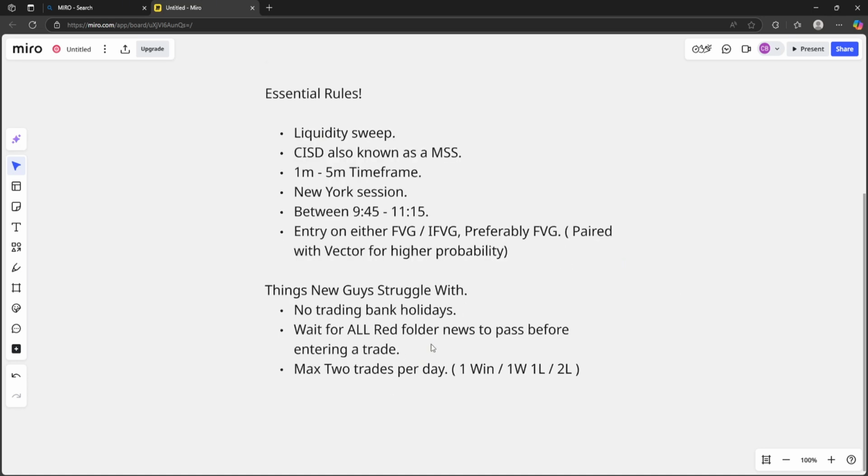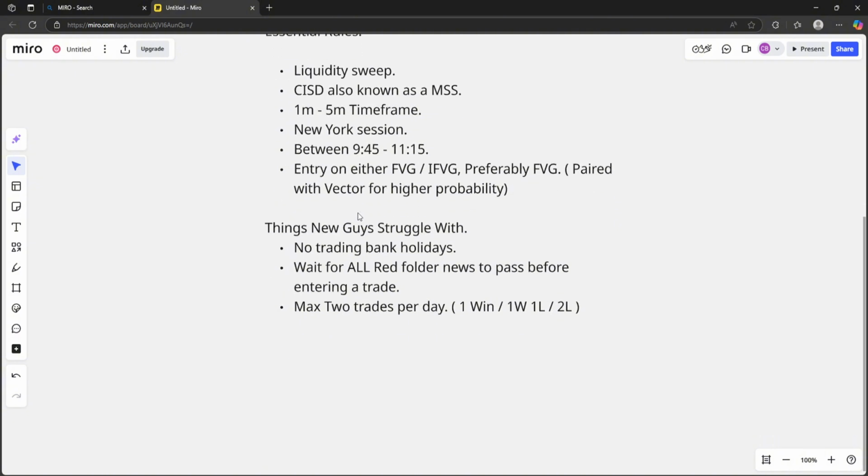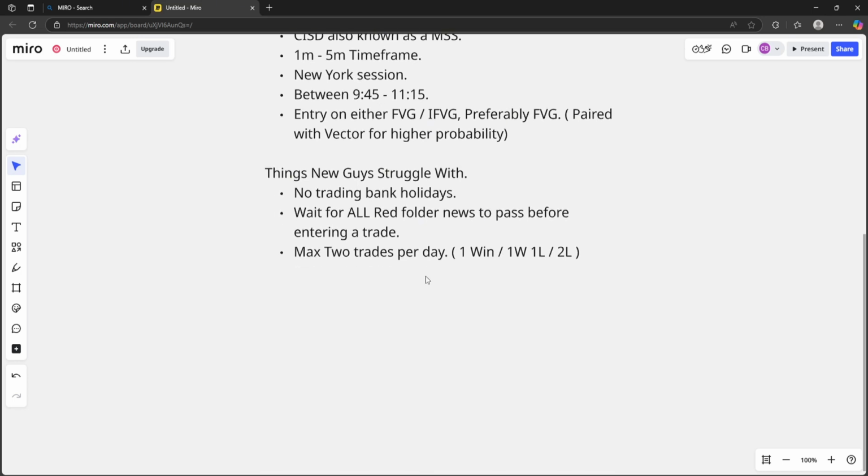So we're going to go over a few things that new guys actually struggle with, and that's no trading on bank holidays. And also you want to wait for red folder news, every single piece of it, to finish before you actually enter a trade, because the market may manipulate one direction to only go the other direction once news is announced. So we need to be waiting for that possibility. So we just avoid trading if red folder news is coming out later than our trading entry.